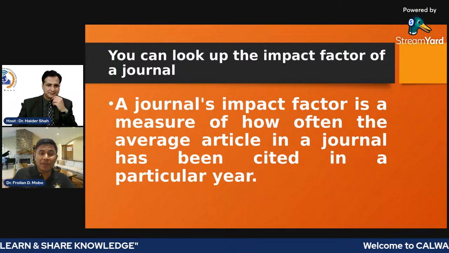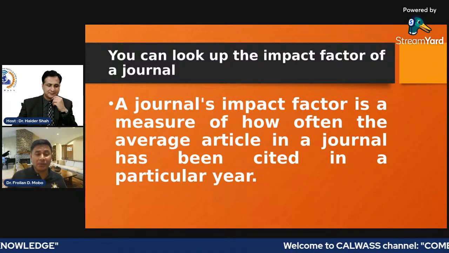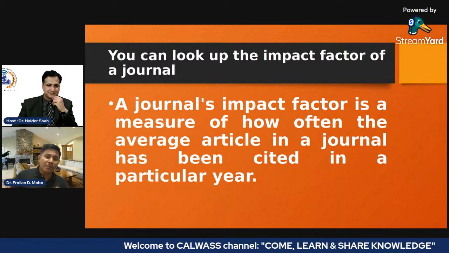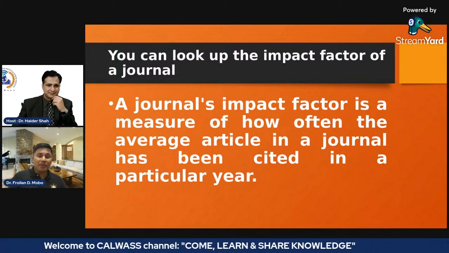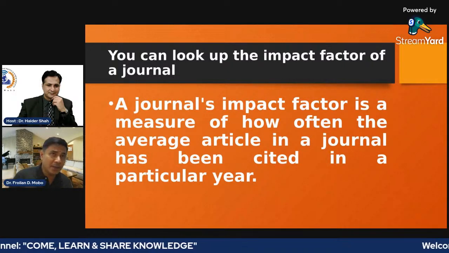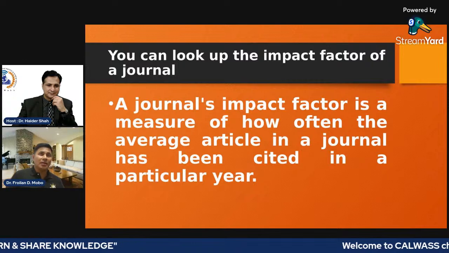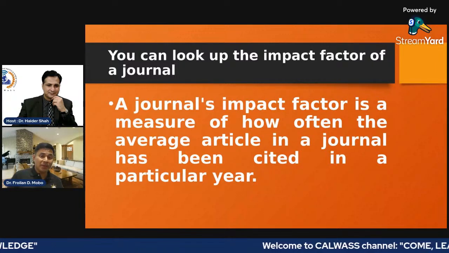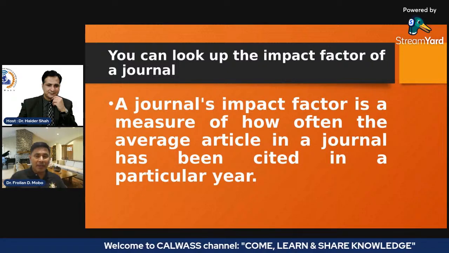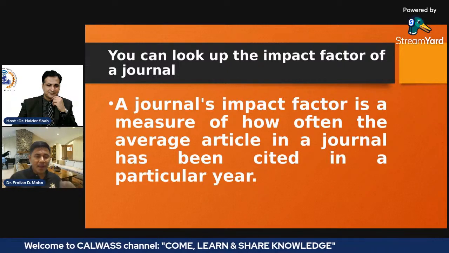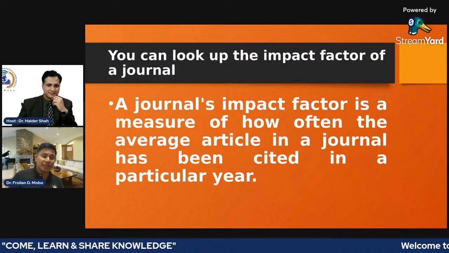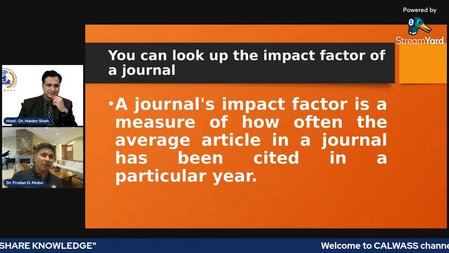And of course, you can look up the impact factor of a journal. So a journal's impact factor, for example, that is based on Scopus or Web of Science, will depend on the number of publications being cited in a particular year. That's the reason why most of the journals are really blessed, because if the journal is being cited many times, it can give a measurement or an impact on the journal, especially if it is indexed on the Web of Science or Scopus.